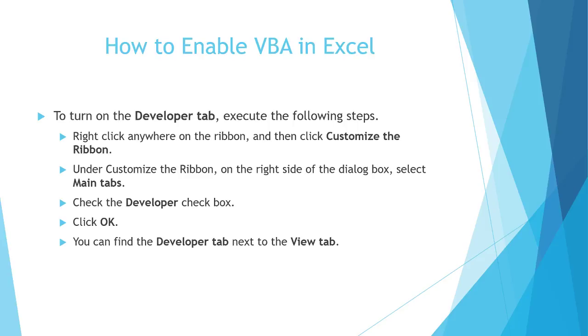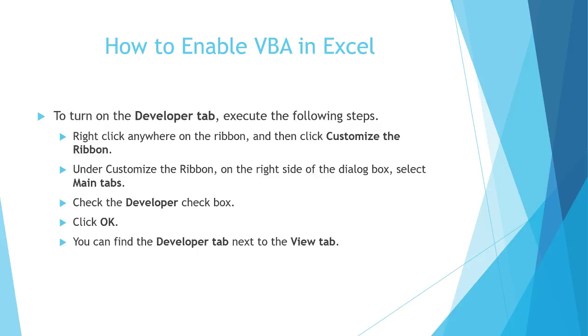So the first thing we've got to learn is how we can enable VBA in Excel, because it's not just something you can automatically start working with. There is a hidden tab called the Developer tab that lets you access all of the different functions and options that come along with the Visual Basic suite. And to enable that, the first thing we need to do is right-click anywhere on the Excel ribbon and click Customize the Ribbon. From there, we will go to the right side and click Main Tabs, check the Developer checkbox, click OK, and there it is for you.